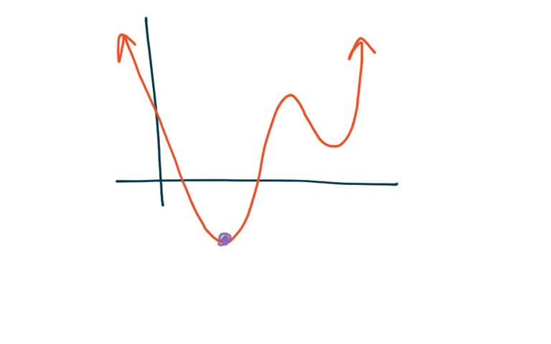This is a minimum because it's a low point in the graph, but we're actually going to call it the absolute minimum. The reason it's the absolute minimum is because it is the lowest value on the function. This is also a minimum, but it's not the lowest point. Because it's a minimum but not the lowest point, we're going to call it a relative minimum.